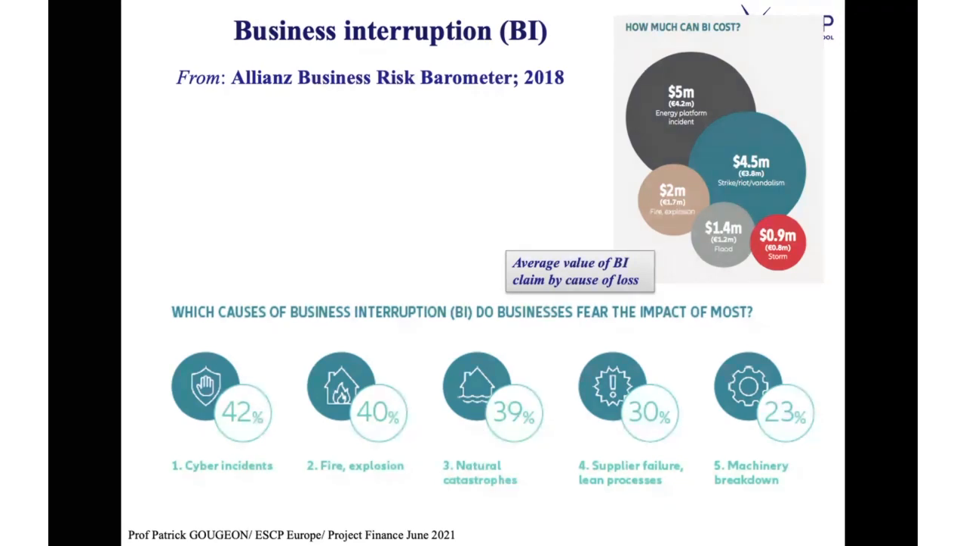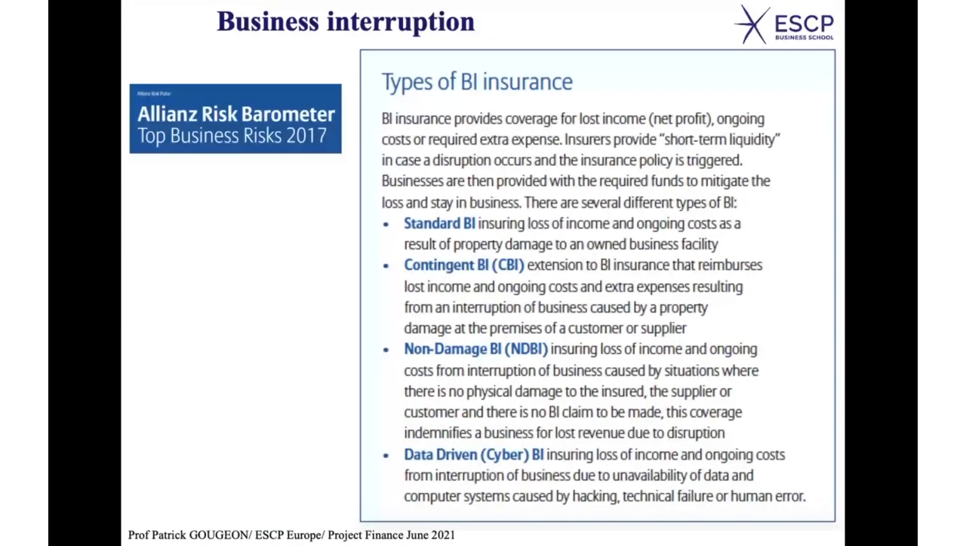So, here I gave you a few indications about the type of insurance that exists for that. Okay, the standard BI, if you look at it, this is from Allianz, but believe me, most insurance companies would provide very similar insurance policies. So the standard BI would insure loss of income and ongoing cost as a result of property damage to an own business facility. Okay, you need to have insurance indeed for your property, and it's part of your cover. You have a loss of income.